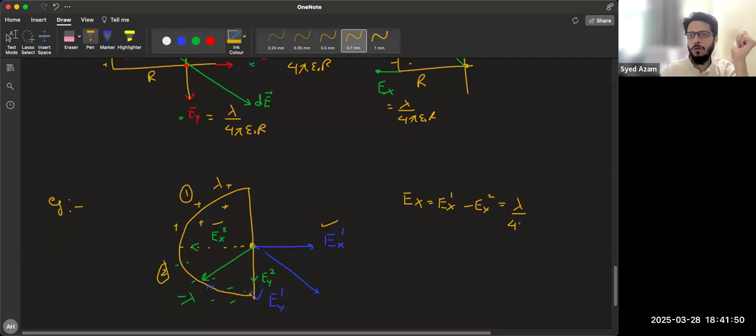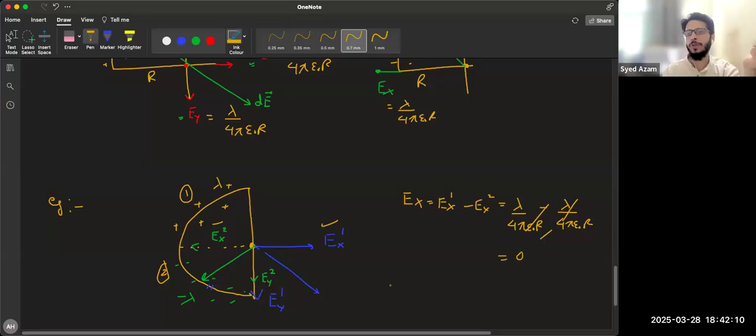It's lambda over 4 pi epsilon naught, right? Ex2 is again the same. Both the quarter circles have the same linear charge density and the same radius. The only difference is in the nature: one has positive charge, another has negative charge. So it's lambda by 4 pi epsilon naught r, lambda by 4 pi epsilon naught r. They will cancel out each other.